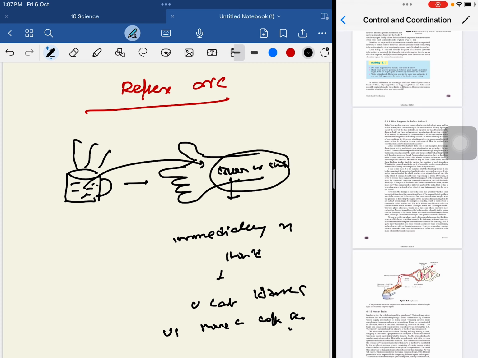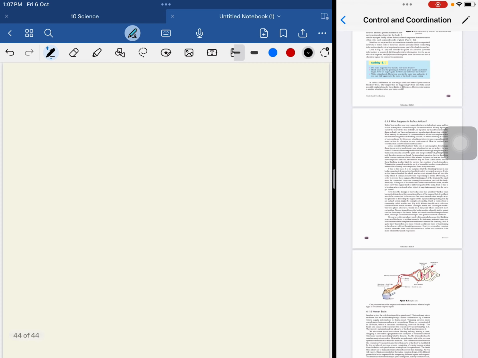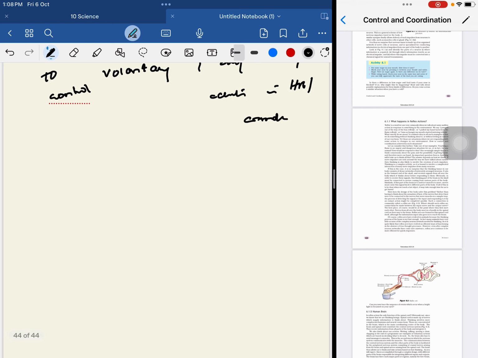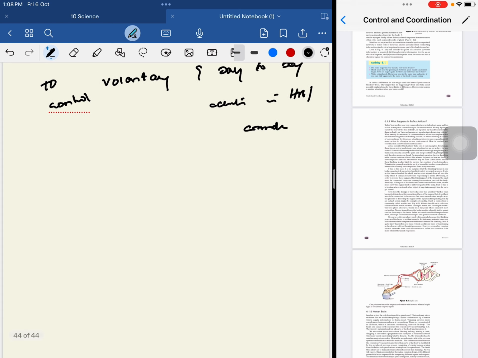It is highly important. So for this purpose, there is a reflex arc, which is essential for voluntary and daily activities, to control voluntary and day-to-day activities in human beings, also in animals. This is very essential. So what are all the parts involved in the reflex arc? I will write a diagram and explain it. It consists of four parts.